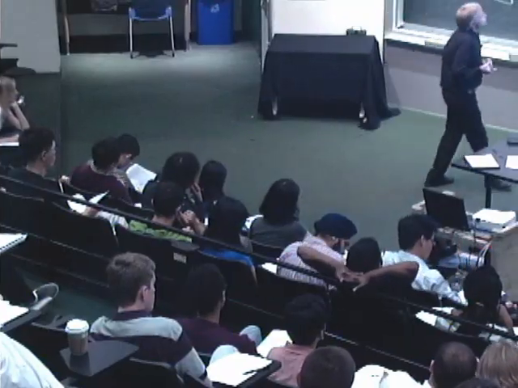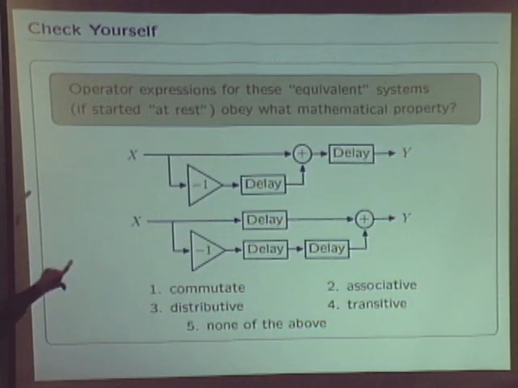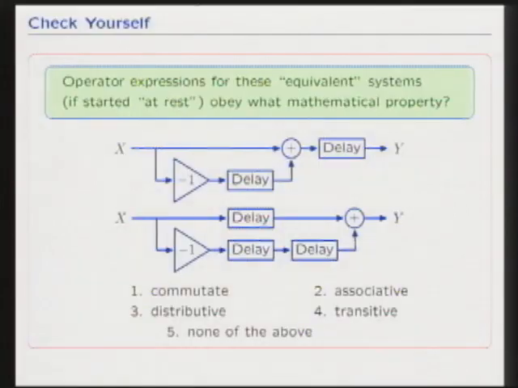Okay, so think about these systems. They are equivalent. You can try to convince yourself they're equivalent by thinking about operations on block diagrams. But what I'd like you to think about is they are a statement of what property of polynomials. The equivalence of those two systems is a statement about what property of polynomials. Is it the commutative property, the associative property, the distributive property, the transitive property, or none of the above?